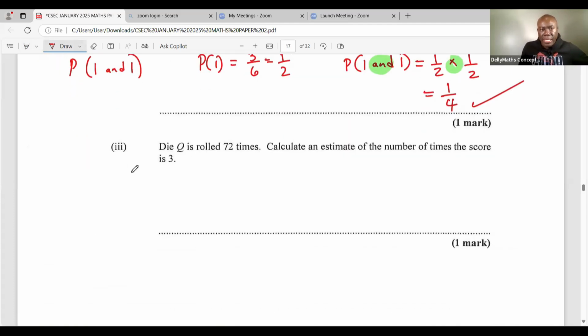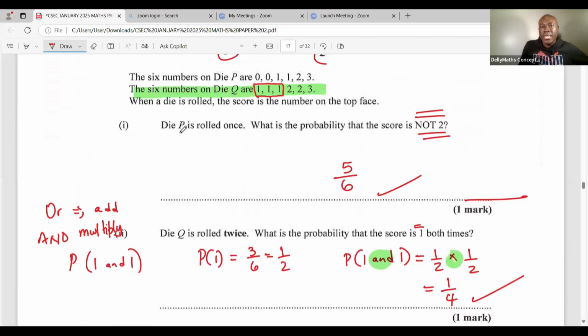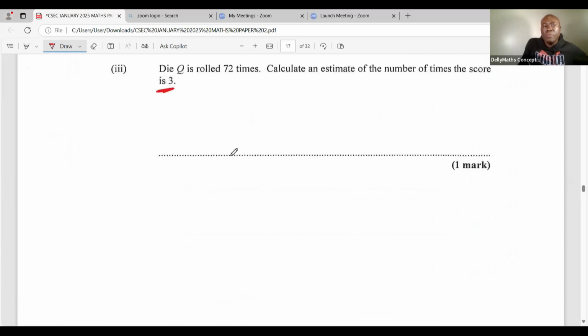Let us now step into the next question. It says a die Q is rolled 72 times. Calculate an estimate of the number of times the score 3 could occur. Let us see how many times we have 3 in die Q. Now we have 3 just one time. So in other words, for die Q, the probability of getting a 3 is equal to 1 out of 6. Now the thing is that's just for 1 throw.